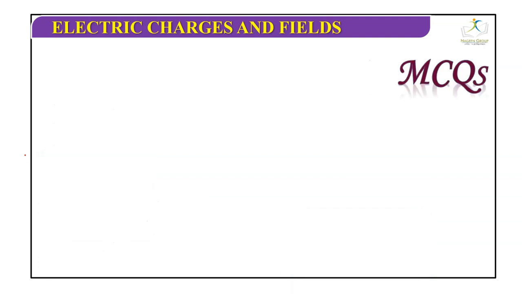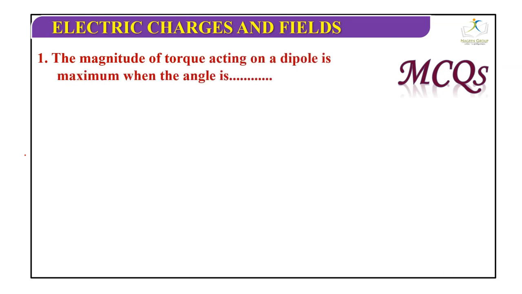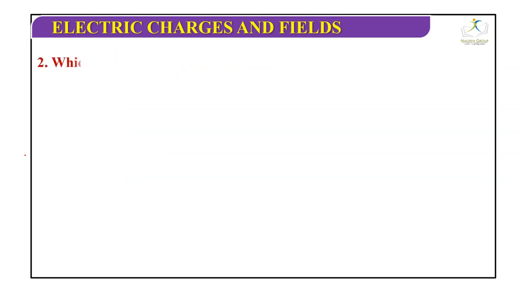Let's start with some MCQ questions. The first one is: the magnitude of the torque acting on a dipole is maximum when the angle is A 30, B 45, C 60 and D 90. So this is the case for maximum. So in the case of maximum, we are taking the 90 degree angle.